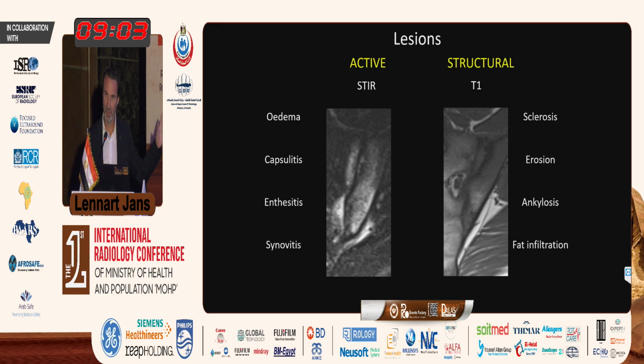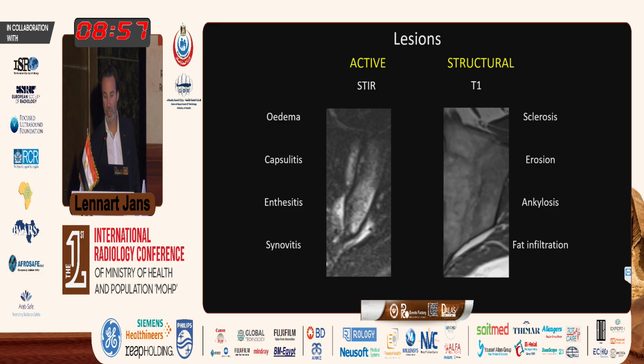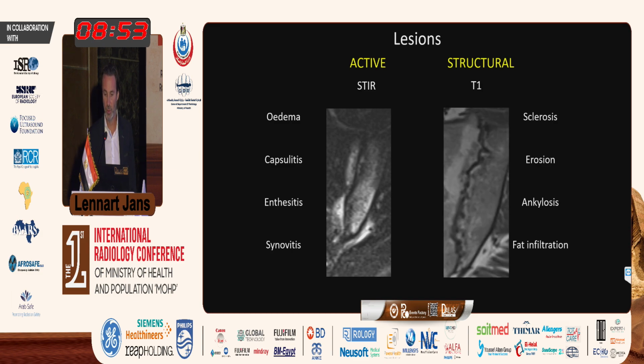Now this is the classic signs. So what is new? Because this talk is about new insights. So this is, by the way, a very nice example of ankylosis. And here you can see that there is a very irregular joint. It has got a lot of erosions and some fat deposits just next to it.